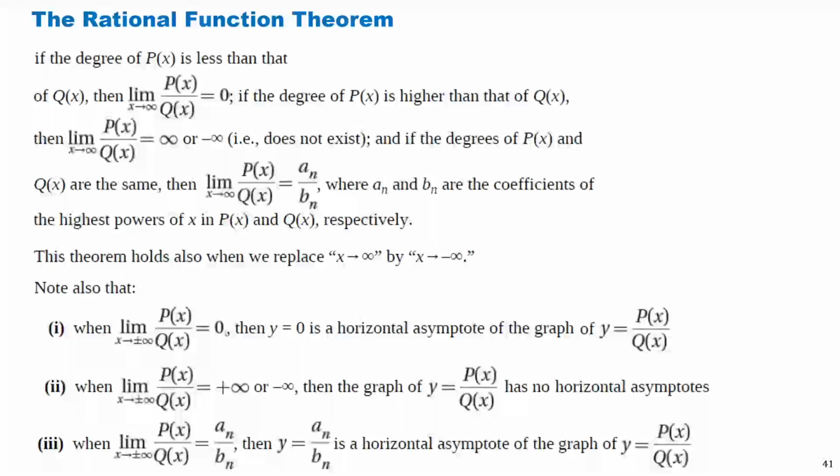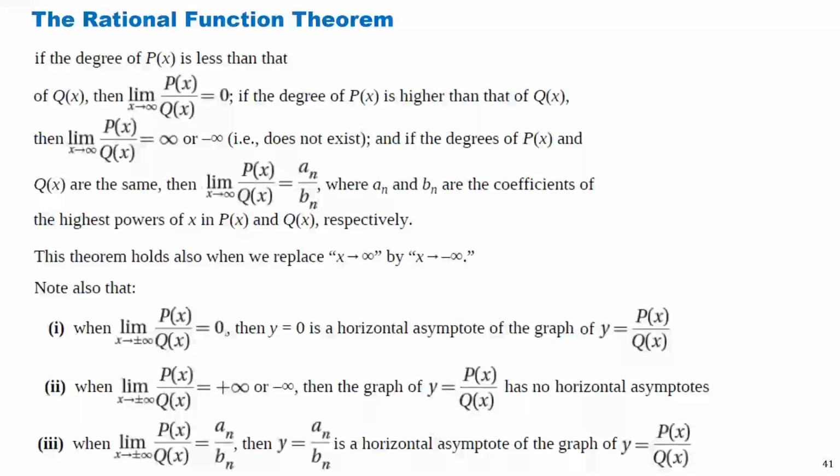If the degree of p(x) is less than that of q(x), then the limit of p(x) over q(x) when x approaches positive infinity equals 0. If the degree of p(x) is higher than that of q(x), then the limit of p(x) over q(x) equals positive infinity or negative infinity when x approaches positive infinity. So in that case, the limit does not exist.